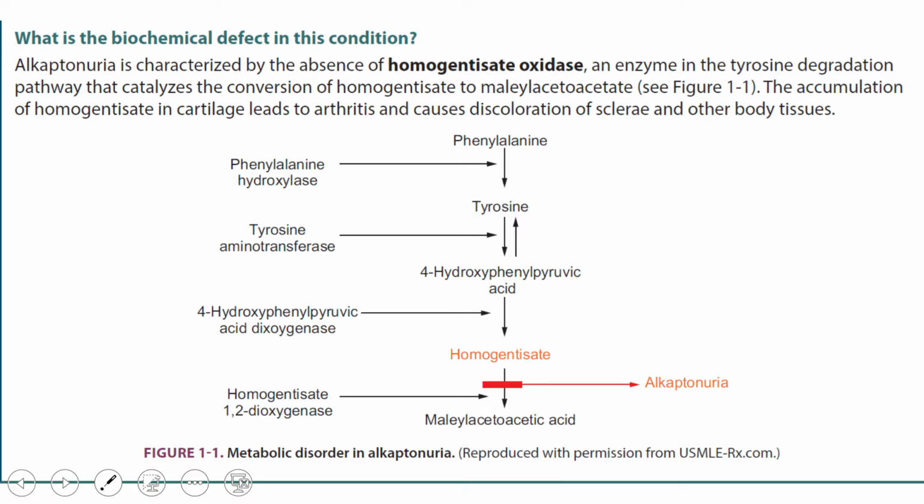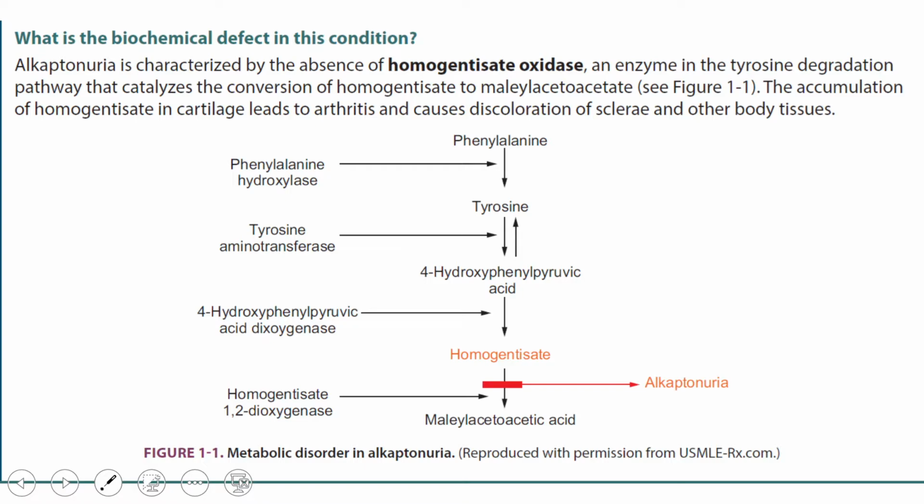So basically, Alkaptonuria is a congenital defect in or absence of the enzyme homogentisate 1,2-dioxygenase or homogentisate oxidase that is required in the degradation of phenylalanine and tyrosine.